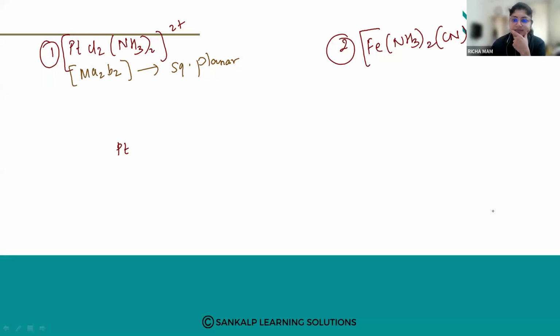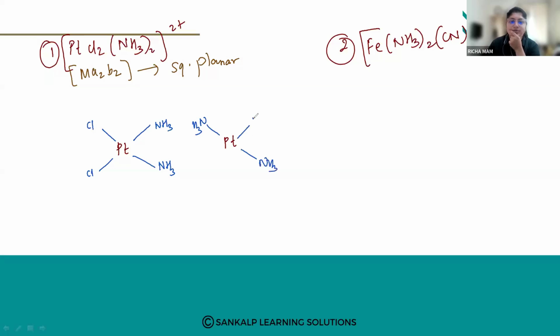Then at the four corners of the square planar, if I write Cl at one side and NH3 at another side, what is this form? Yes, what is this form? Tell me. And what is this form?